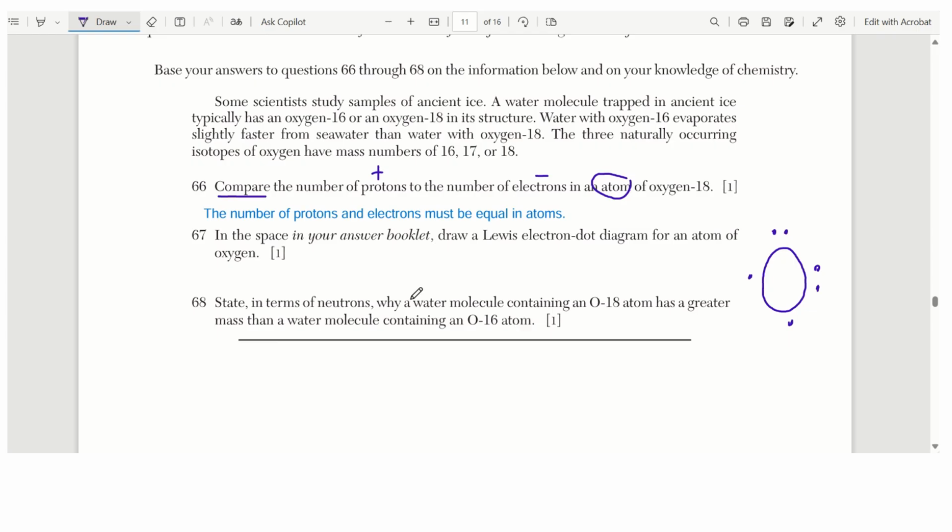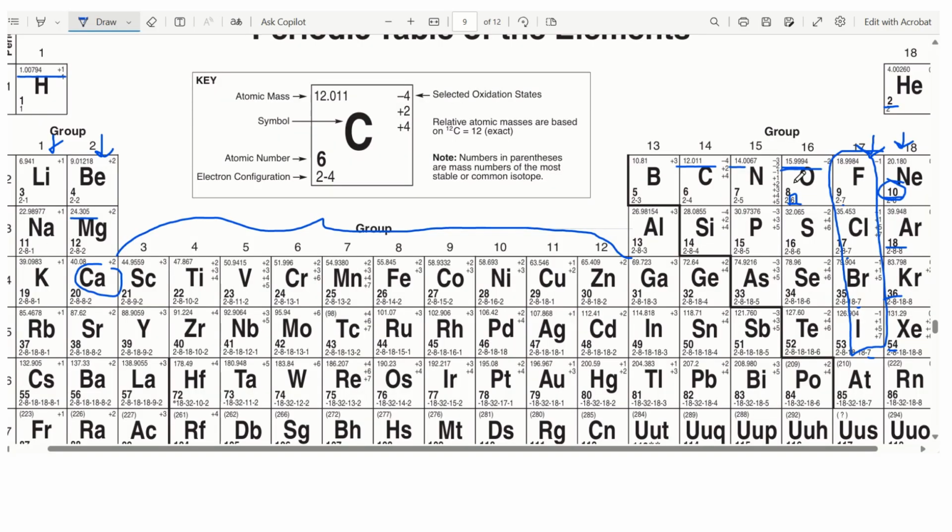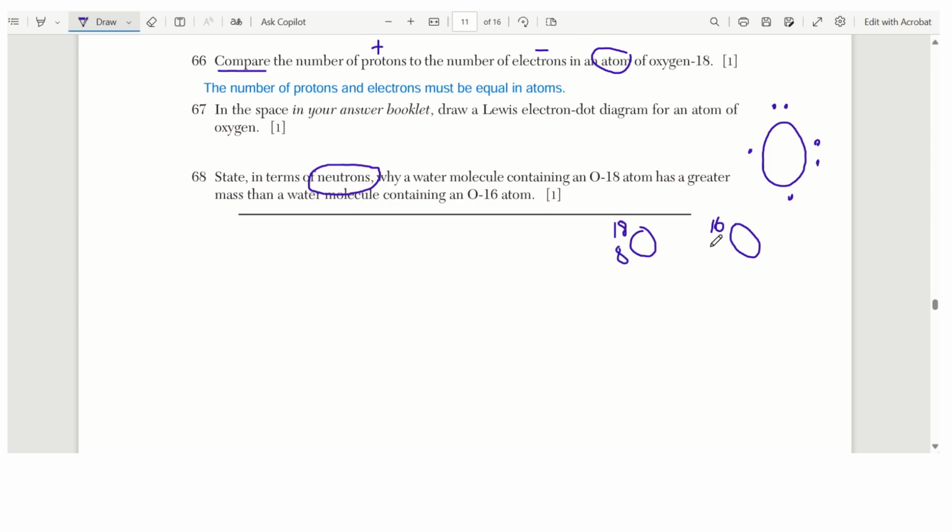68. State in terms of neutrons. So I literally got to say the word neutrons. Why a water molecule containing an O18 atom has a greater mass than a water molecule containing an O16 atom. So if we have O18 and O16, right? If we look it up on the periodic table, oxygen's atomic number is 8. So I don't care if it's oxygen 18 or oxygen 16, it has 8 protons. So when I subtract these, that tells me the number of neutrons.